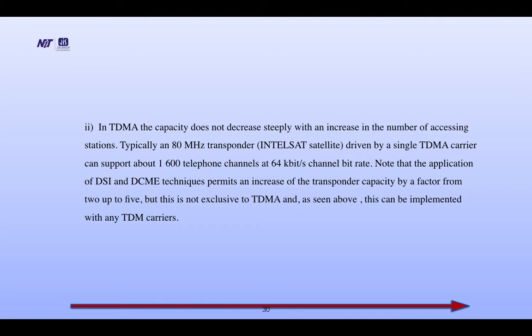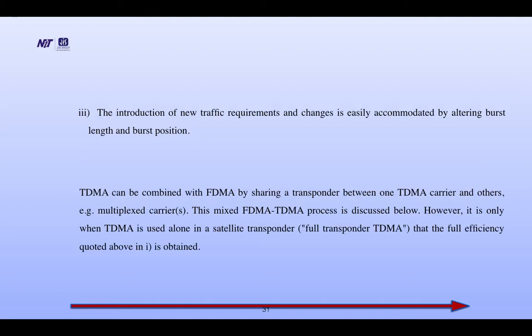Typically, an 80 MHz transponder Intelsat satellite driven by a single TDMA carrier can support up to 1600 telephone channels at 64 kbps bit rate. Note that the application of DSI and DCME techniques permits an increase of the transponder capacity by a factor from 2 up to 5, but this is not exclusive to TDMA, and as seen above, this can be implemented with any TDMA carriers.